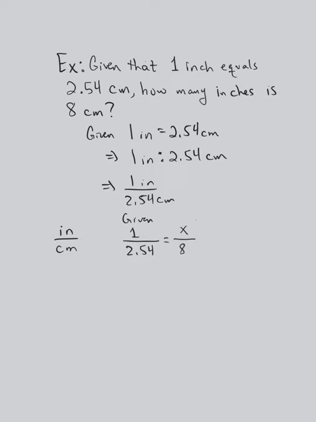Okay, so now I'm going to draw out the cross product. See if you see the cross products there. And so my first cross product is the 1 and the 8. All right, 1 times 8 is 8. And then my second cross product is 2.54 times X. Remember, if I'm multiplying a number times a variable, I don't have to write the times in between them, but you can. Okay, and so now to isolate X, I just divide by its coefficient, so 2.54, like that.